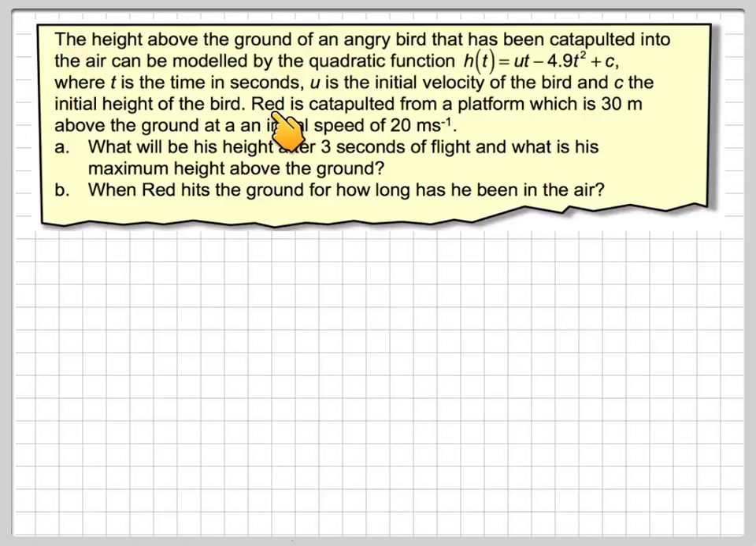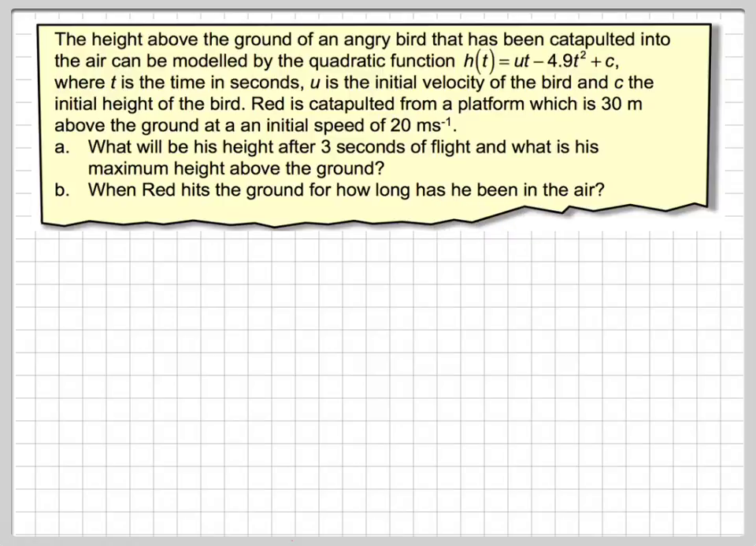Red, which is the name of an angry bird, is catapulted from a platform which is 30 meters above the ground at an initial speed of 20 meters per second. What will be his height after 3 seconds of flight? What will be the maximum height above the ground? When Red hits the ground, for how long will he have been in the air?